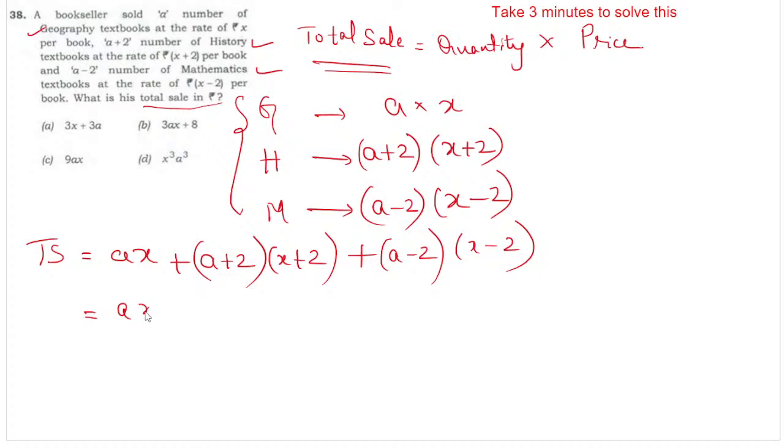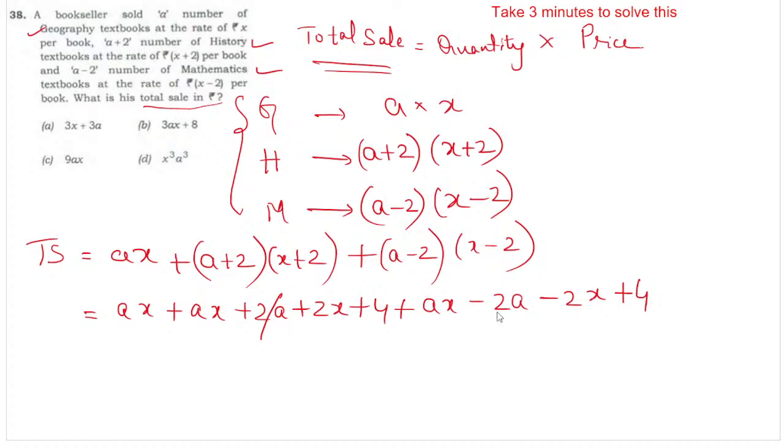And this is equal to AX plus, multiplying this out, AX plus 2A plus 2X plus 4 plus AX minus 2A minus 2X plus 4. So plus 2A and minus 2A get cancelled, plus 2X and minus 2X get cancelled. And we have 1, 2, 3, so we have 3AX, and plus 4 and plus 4, that is plus 8.